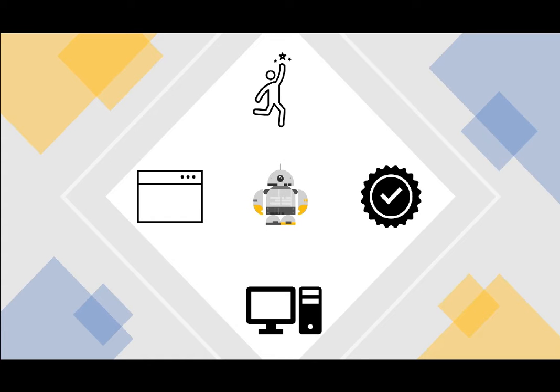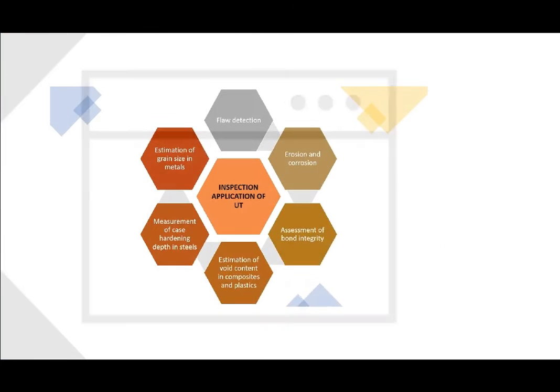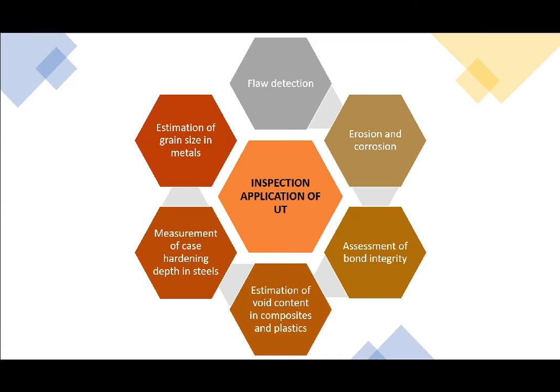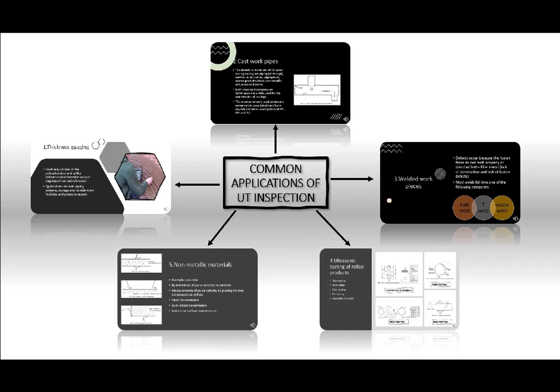There are 4 points in my part. The first one is the inspection application of ultrasonic testing, such as estimation of grain size in metals, erosion and corrosion, flaw detection, and etc. The next one is the common applications of ultrasonic testing inspection. There are 5 that I have listed.